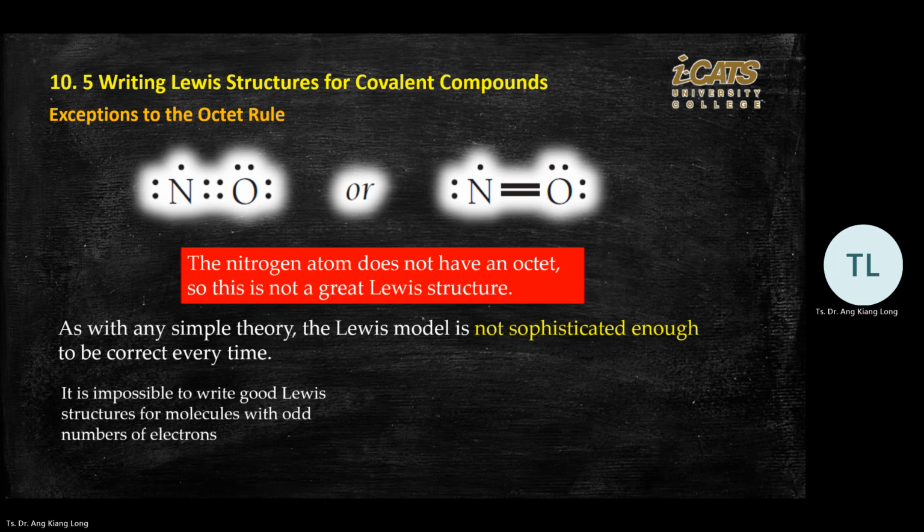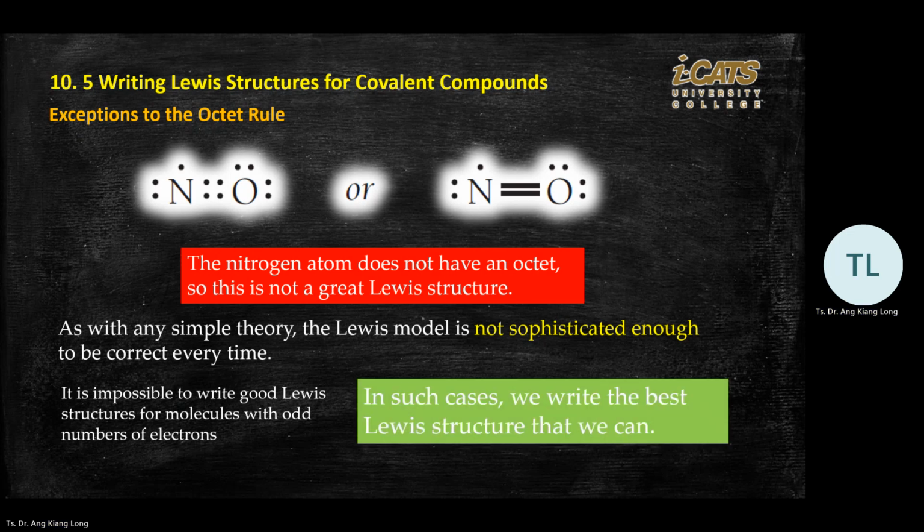Okay. This one you read now. It is impossible to write a good Lewis structure for a molecule that has an odd number of electrons. Odd and even numbers, you know the difference, right? You have an odd number, so it's impossible. You cannot balance it, right? So in such a case, we write the best Lewis structure we can. This is just a note. In real life application, sometimes when you go to work, you try to balance it, you cannot, and you check in the instrument and it actually exists, so you give your best.